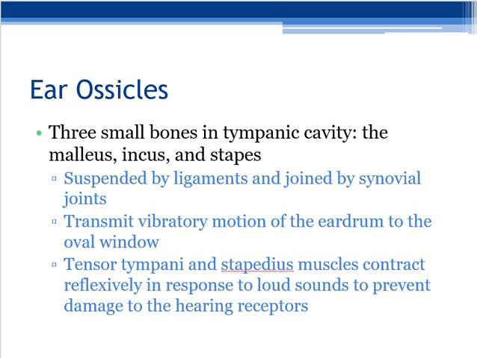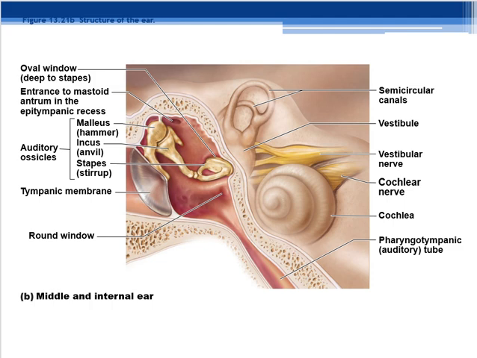And that's because the external and middle ear are moving sound waves through air, but it's a lot harder to move sound waves through liquid. So we do want to not only transmit vibratory motion from the eardrum to the oval window, we want to increase the height of those sound waves. Also know that the tensor tympani and stapedius muscles are around this area, and they contract reflexively in response to loud sounds to help prevent damage to hearing receptors.